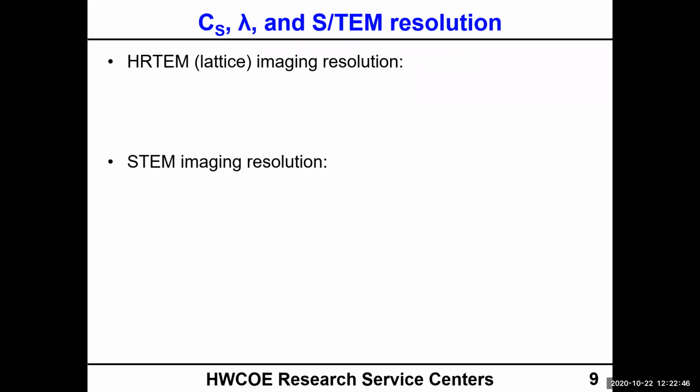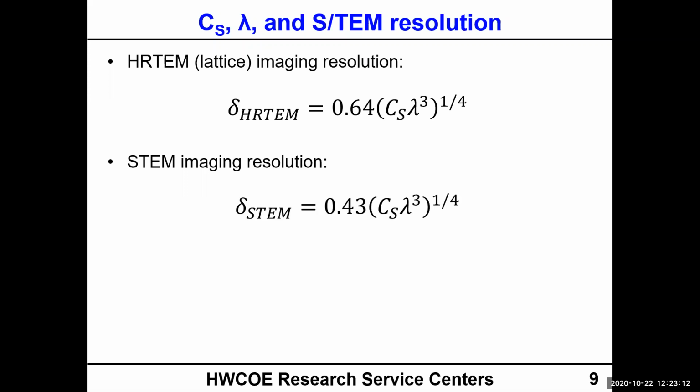Okay, so we have this C_S coefficient, C sub S. We have lambda, which of course is the wavelength. There's actually a couple of very simple equations that are well known for high resolution and STEM imaging resolution. For high resolution, we see something like this: C sub S times lambda cubed, all to the 1/4 power, with 0.64 in front of it. The equation for STEM looks very similar. The only difference is that the coefficient in front is now 0.43. But aside from that, the equation is very similar.